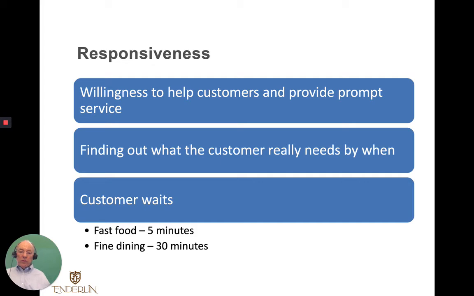And then finally, responsiveness: their willingness to help you, prompt service, finding out what the customer really needs when they want it. Customer waits, again, something we'll talk a lot more about later on. How long we expect to wait for things is a part of responsiveness. So if something doesn't arrive when we're expecting it to, that's a responsiveness issue.